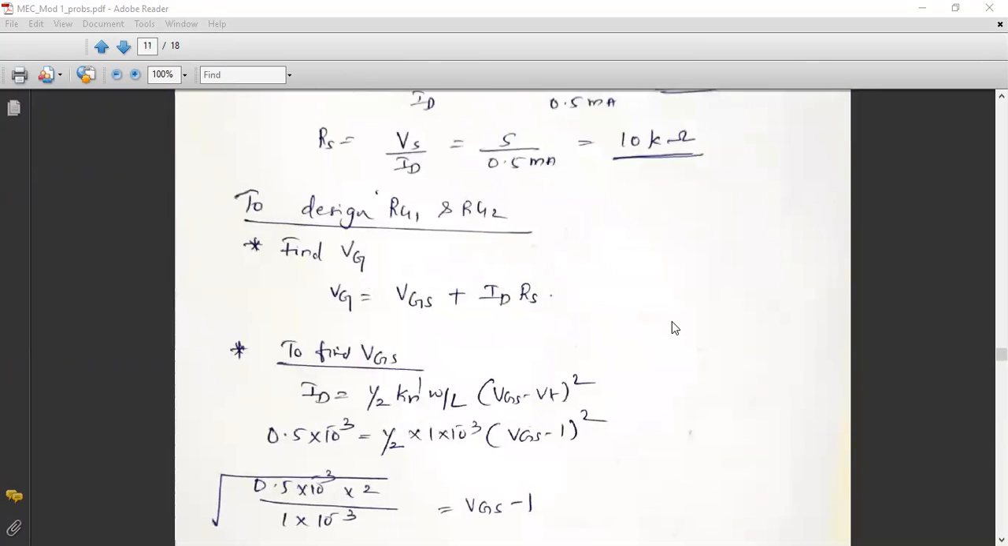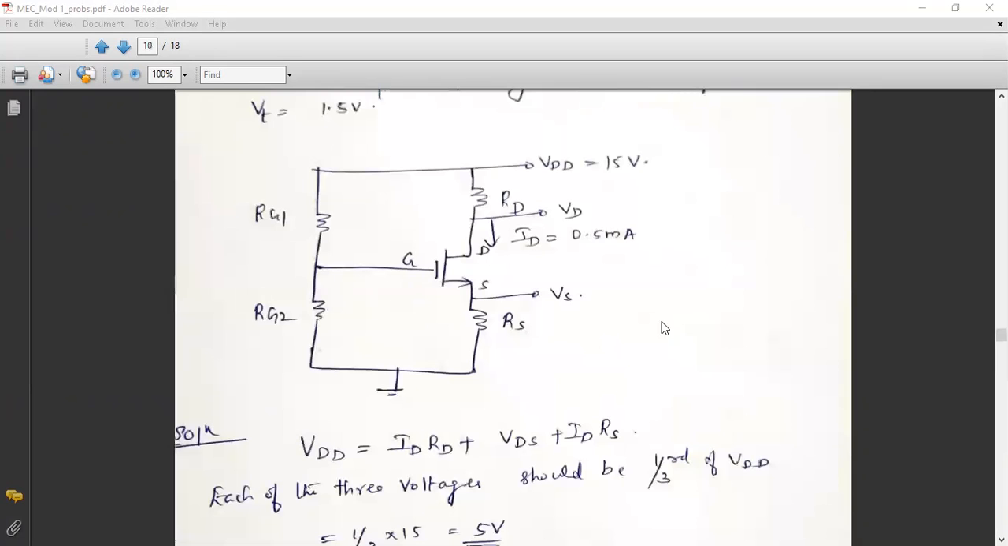So with this, we have completed the first part of this question. That is, we have designed RD, RS, RG1 and RG2. How did you decide RD and RS? By taking the assumption that this 15 volt is divided equally among RD, RS and VDS. Then we had found VD and VS. After finding VD and VS, I have taken Ohm's law, potential difference by current, and computed the value of RD and RS.